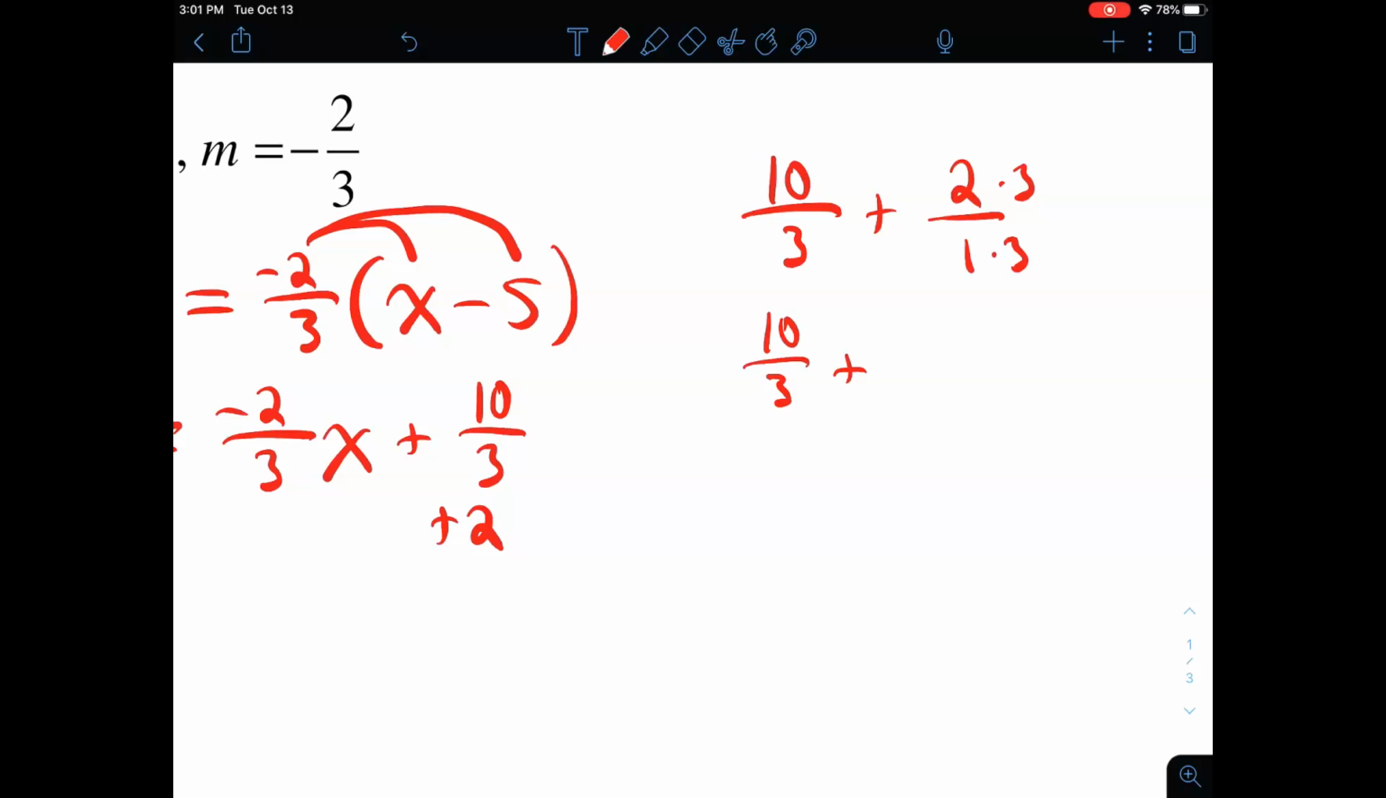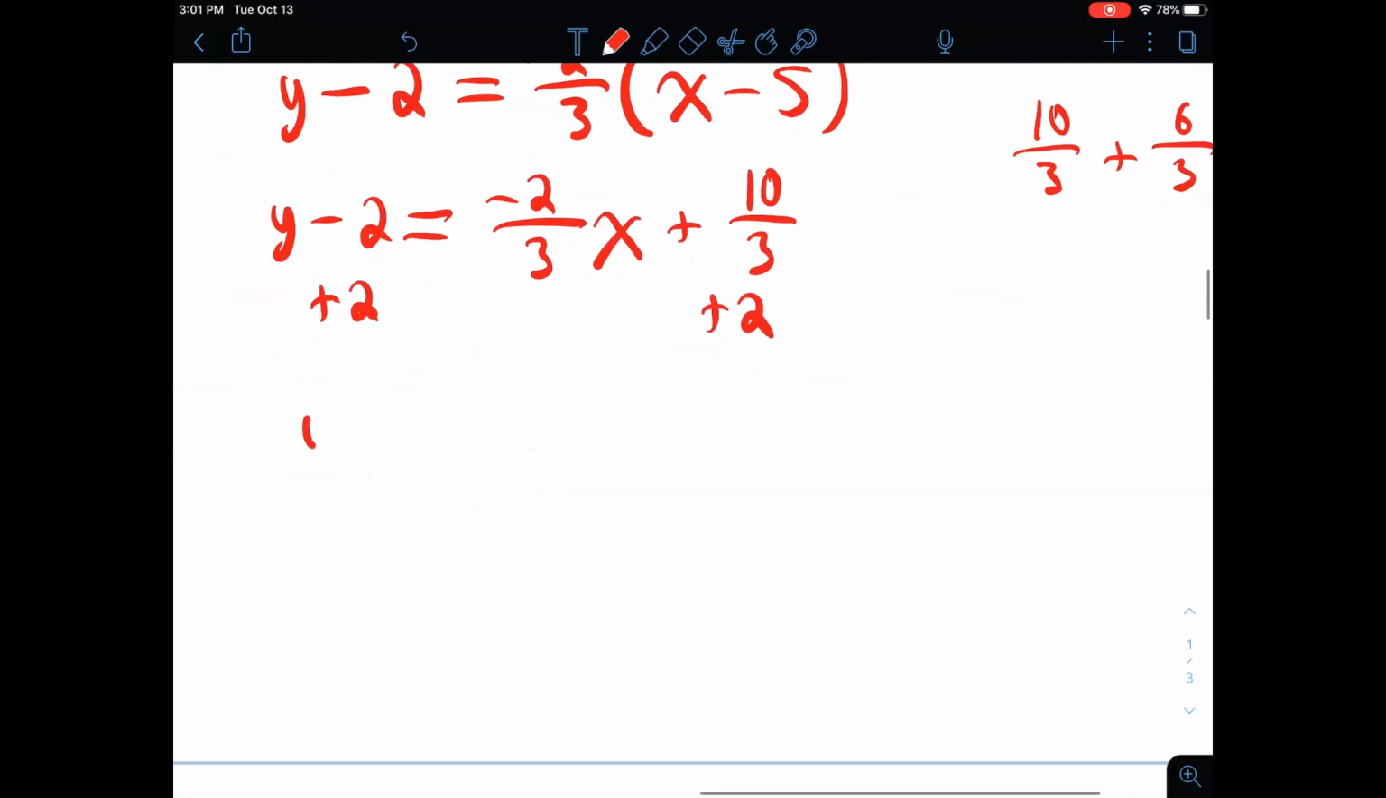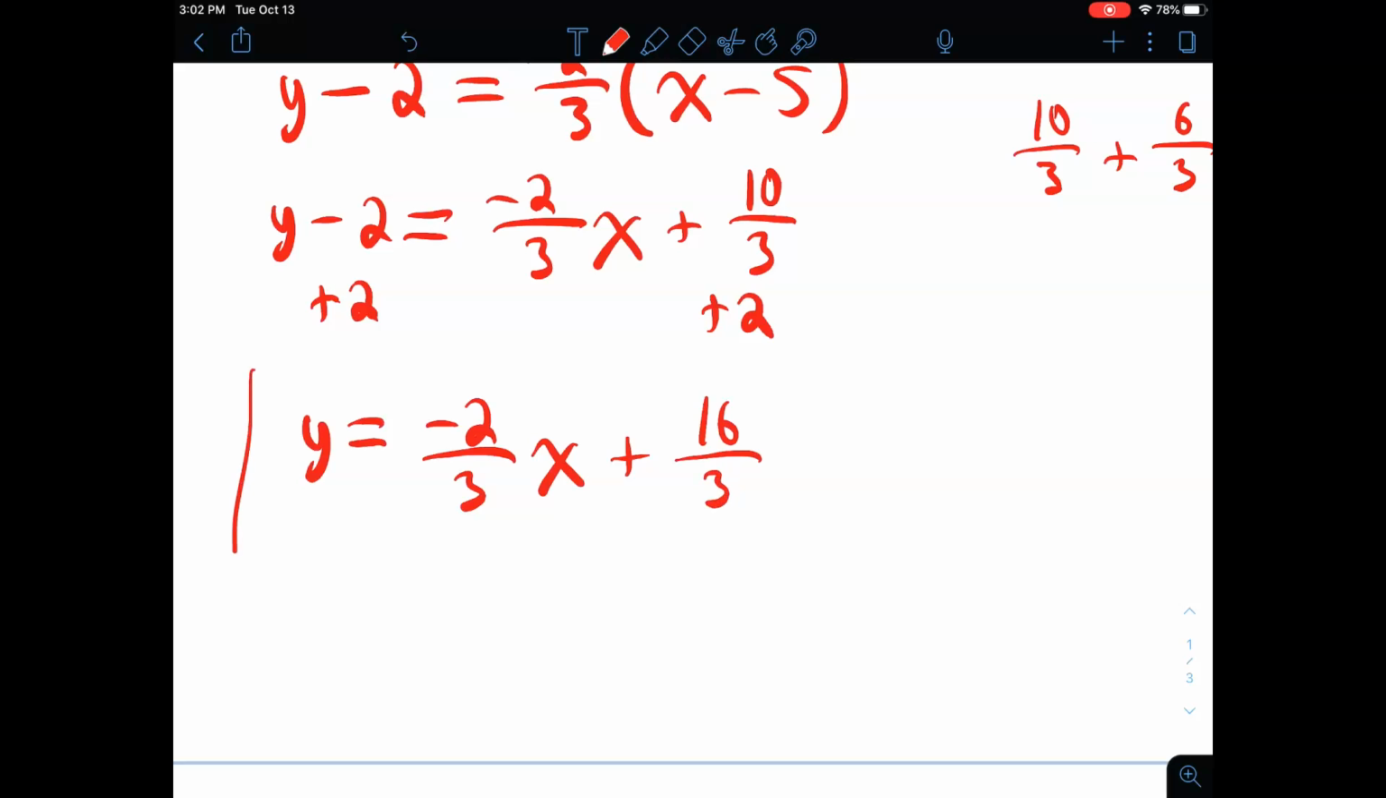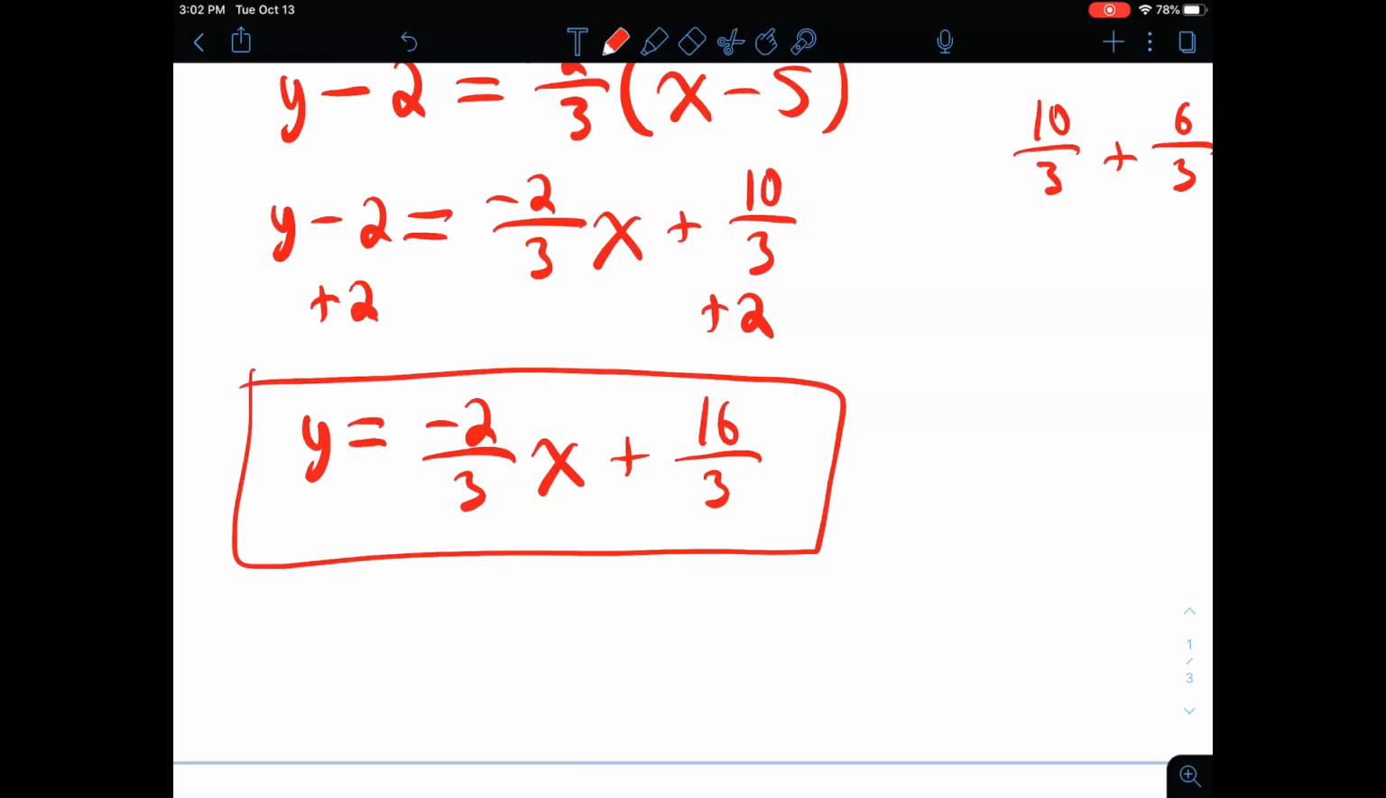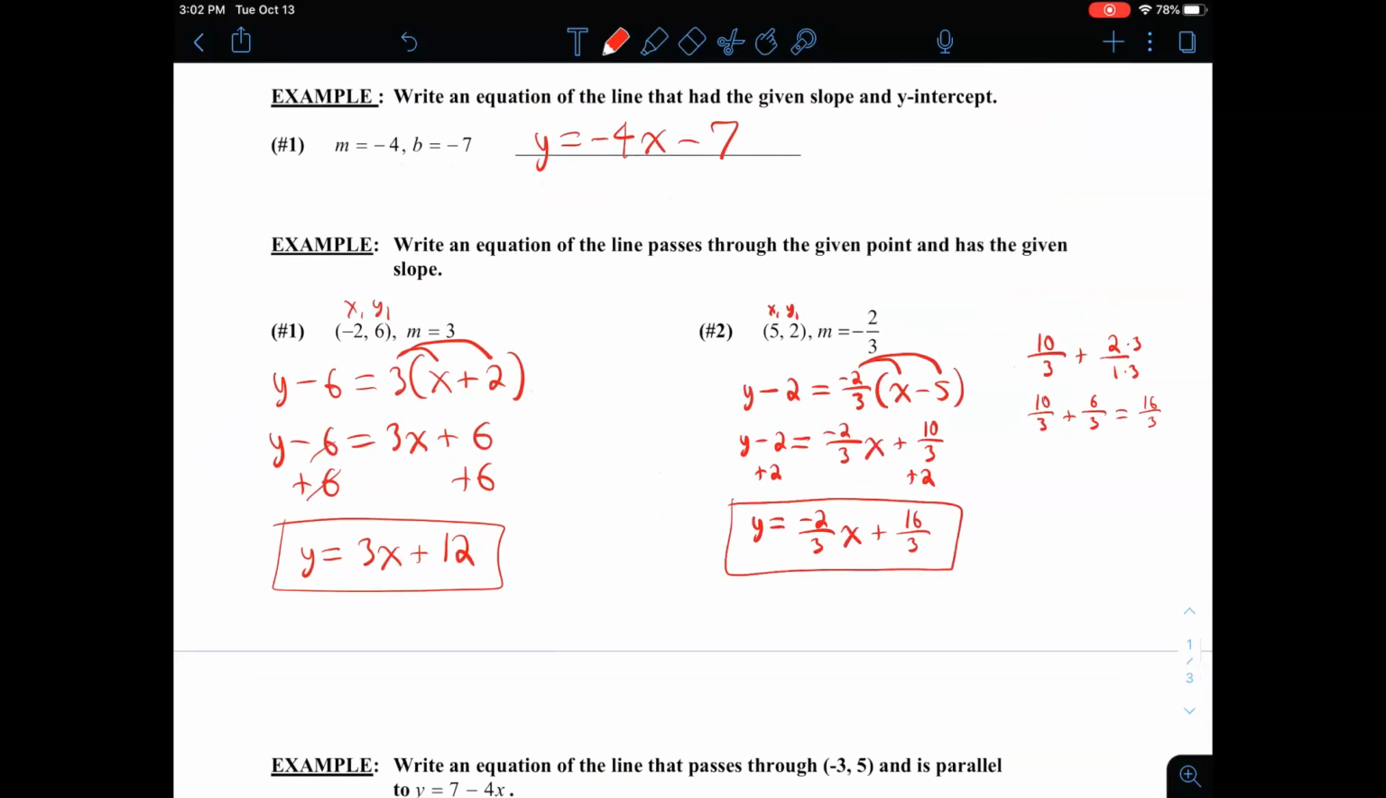What's 2 times 3 going to be? That's going to be 6 over 3. So it's 10 plus 6 is going to be 16 over 3 is going to be our new problem here. So we're going to have y equals negative 2/3 x plus 16/3. So if you were to fraction bust here, you would just get right back to this original problem. So it doesn't make sense to do it there for that problem, okay? All right, moving on.